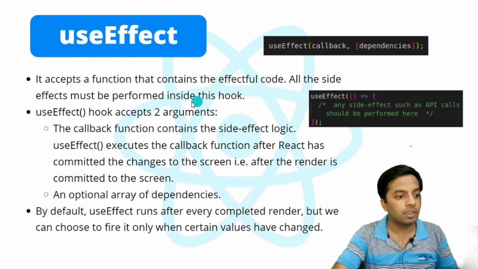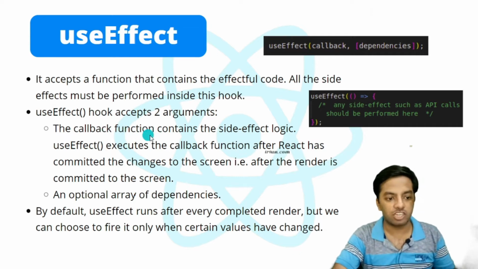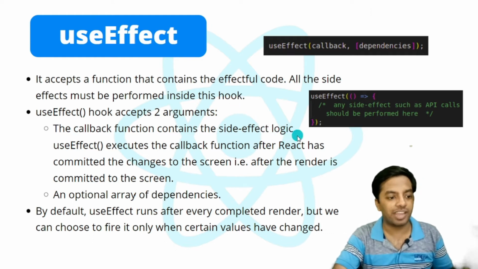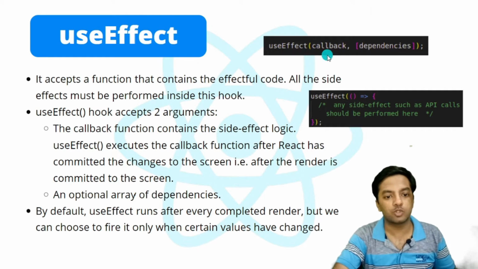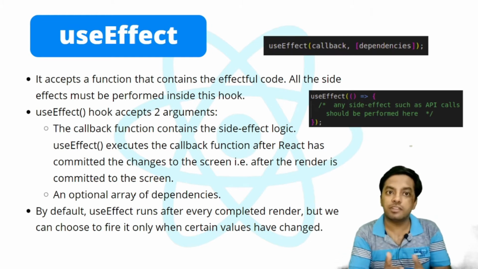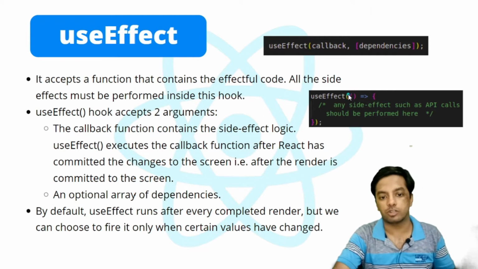Next is the useEffect hook. It accepts a function that contains the effectful code. All the side effects must be performed inside this hook only. The useEffect hook accepts two arguments. The first one is the callback function that contains the side effect logic. useEffect executes the callback function after React has committed the changes to the screen, that is, after the render is committed to the screen. The first one is the callback function. Basically, once the component is re-rendered, the useEffect hook is called again. So as soon as the useEffect hook is called, this callback function is executed again.